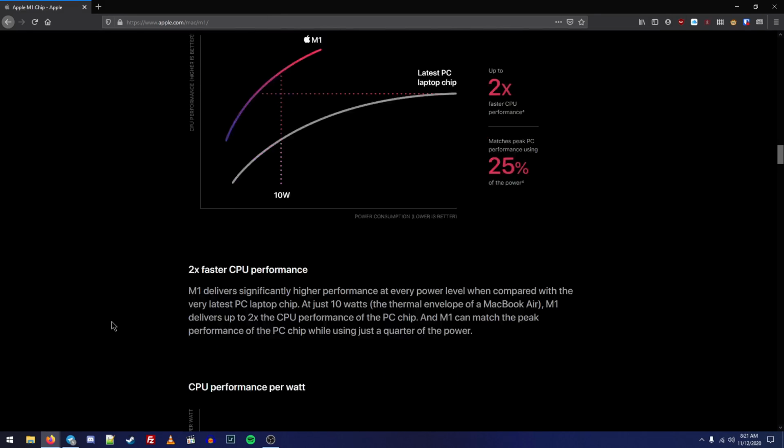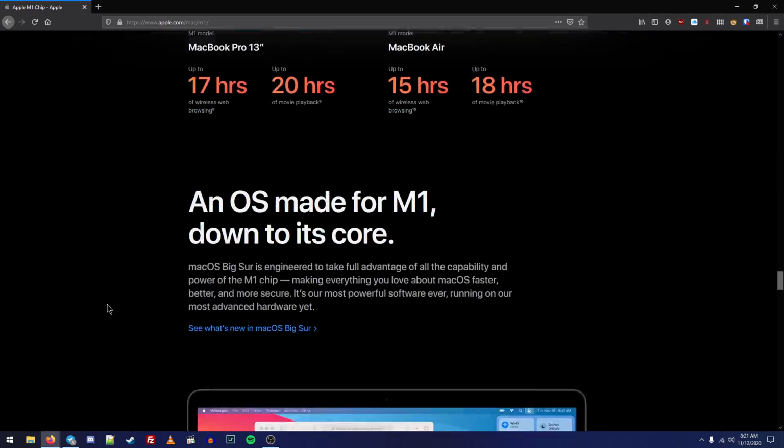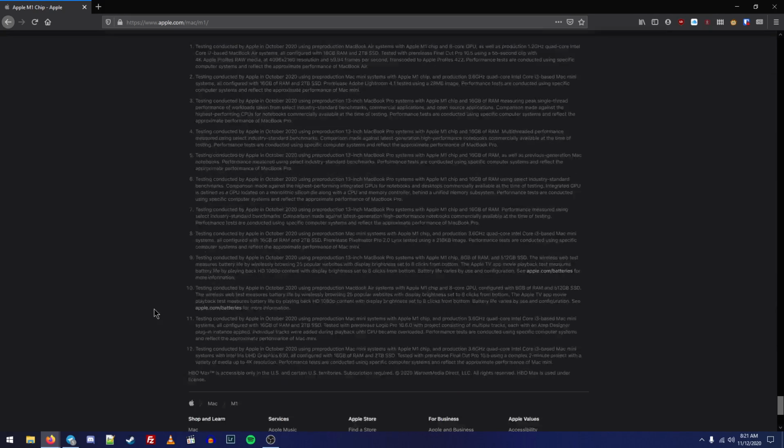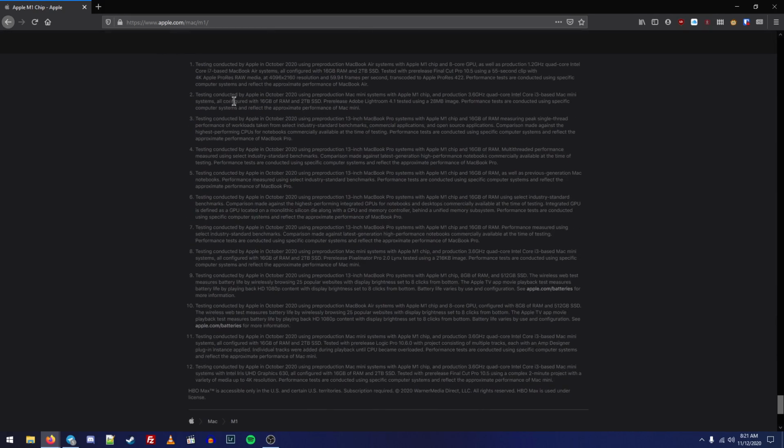Now, they obviously didn't show this during the keynote, but if we go all the way to the bottom, we can see the fine print here about what they did. And they do use a previous generation pre-production or production Core i3 based Mac Mini. The Core i3 is Intel's budget, mainstream chip. Yeah, they have the Celeron and Pentium, but the i3 is the budget chip for the i series.